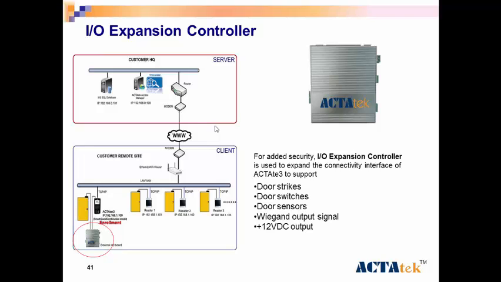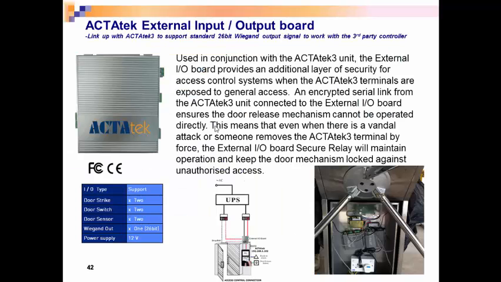The IO controller is also used if you want to control two doors. If it is one door, you do not need this. If it is two doors, you need this. And also, if you need Wiegand output to be given to any kind of third-party controllers, then this device can give up to 26-bit Wiegand output. This is where it can be used. As you can see, it's normally used with turnstiles.